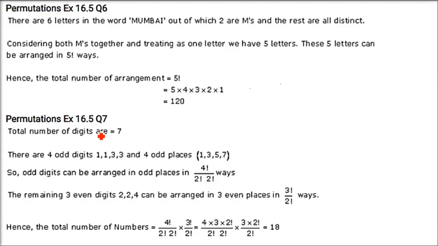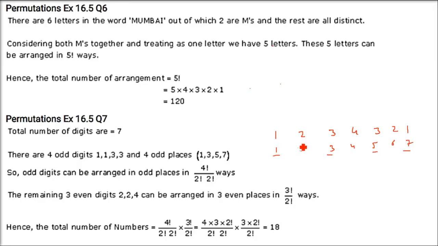How many numbers can be formed with the digits 1, 2, 3, 4, 3, 2, 1 so that the odd digits always occupy the odd places. So we have 1, 2, 3, 4, 3, 2, 1. So we have 7 digits here. And 1, 2, 3, up to 6, 7, these are the positions. So 1, 3, 5, 7, these are the odd positions. So we have odd digit places.